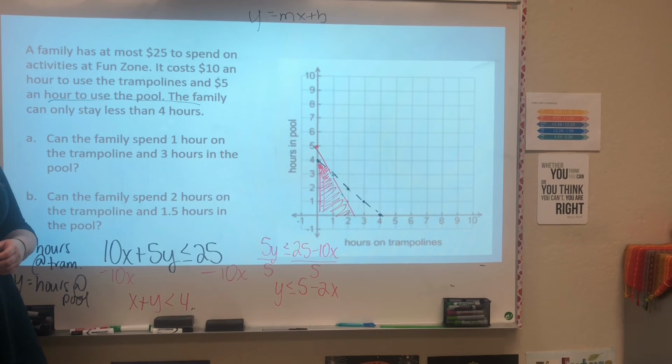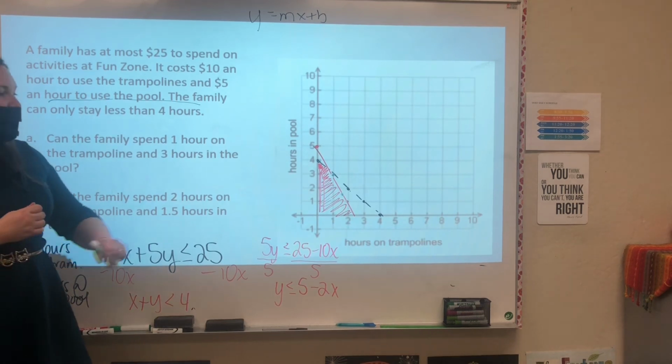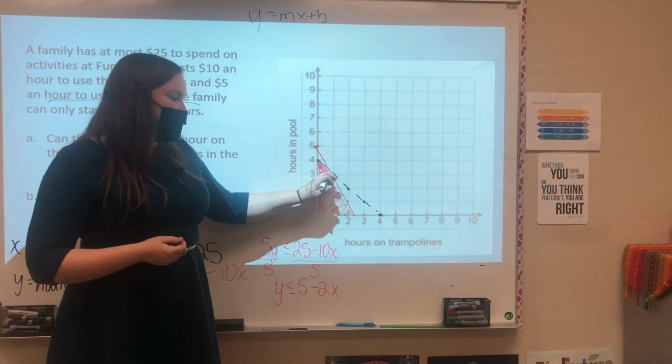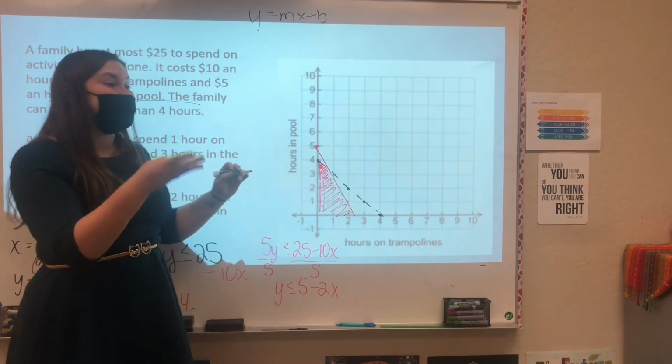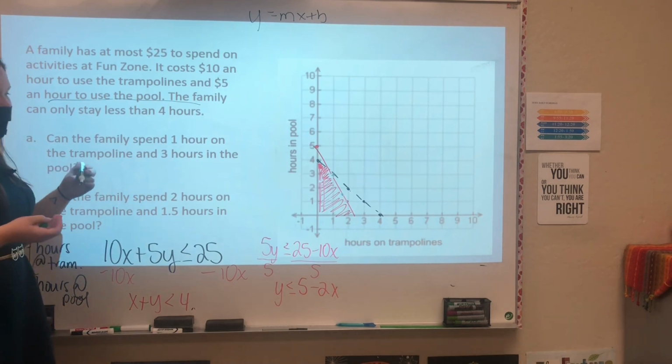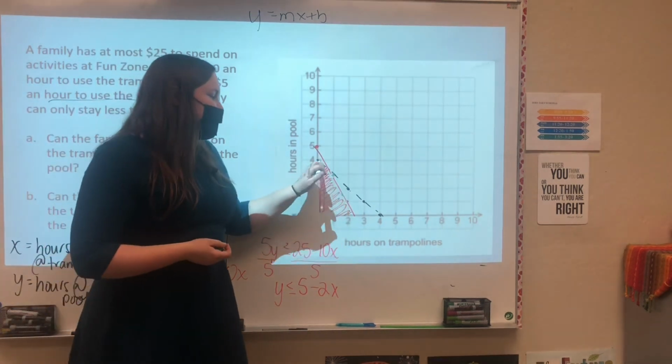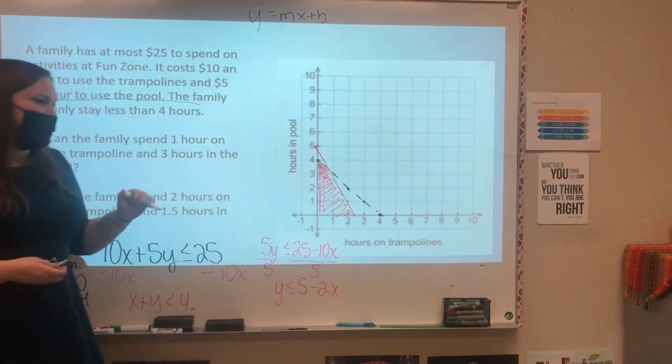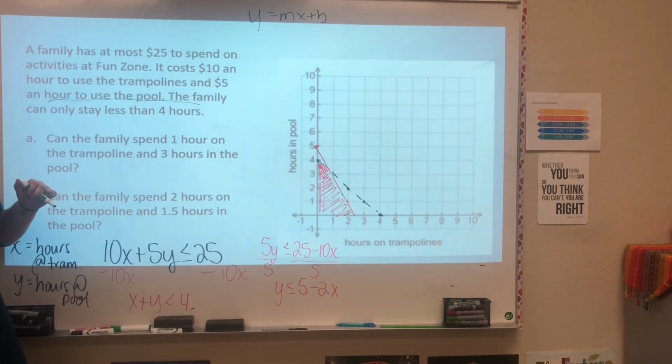Yes. Remember what you had said about the cost for that point on that solid line? You said it cost exactly $25. And here, it's okay if it costs exactly $25. It's okay to equal $25. If a point is on that dotted line, is that okay? Why not? Because dotted line means you cannot get to the line or go over it.